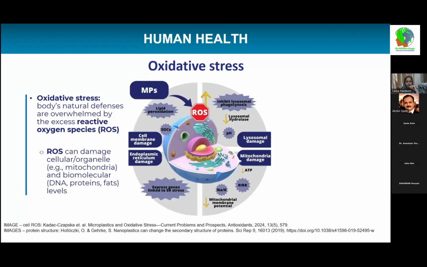Beyond mitochondrial dysfunction, there's another major mechanism by which micro and nanoplastics can harm our body, and that is oxidative stress, because these microplastics can trigger overproduction of what are called reactive oxygen species. These are highly reactive molecules that can damage, for example, DNA, proteins, and cell membranes. When these molecules build up, they can lead to inflammation, accelerate aging, and contribute to chronic diseases.